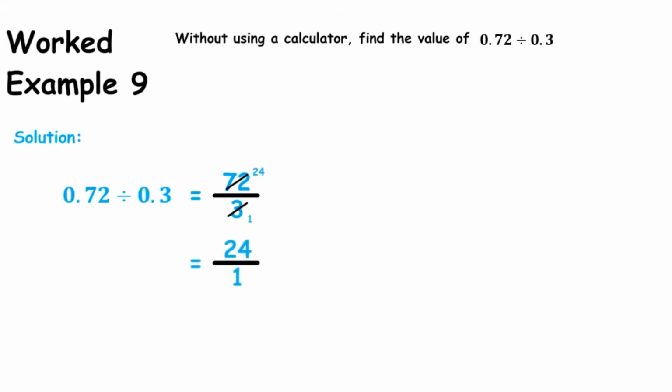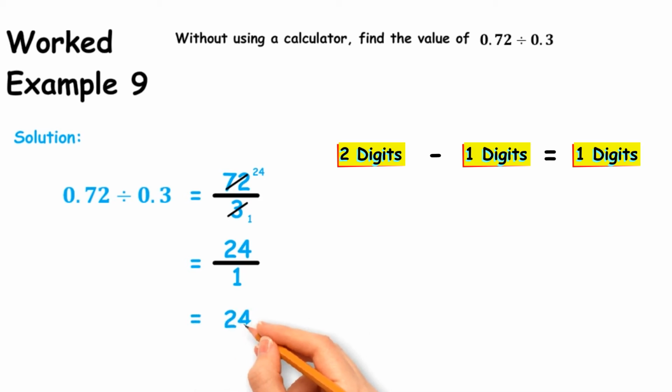Now, to put a decimal point, we subtract in division. In the first number, there are 2 digits after the decimal point, and in the second one, there is 1. 2 minus 1 equals 1, so we should have 1 digit after the decimal point. Our final answer will be 2.4.